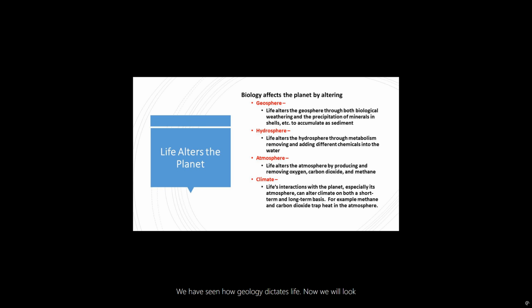We have seen how geology dictates life. Now we will look at how life alters the planet. These are referred to as biogeochemical cycles. We looked at one when we looked at the carbon cycle. Even parts of the rock cycle are dependent on life.